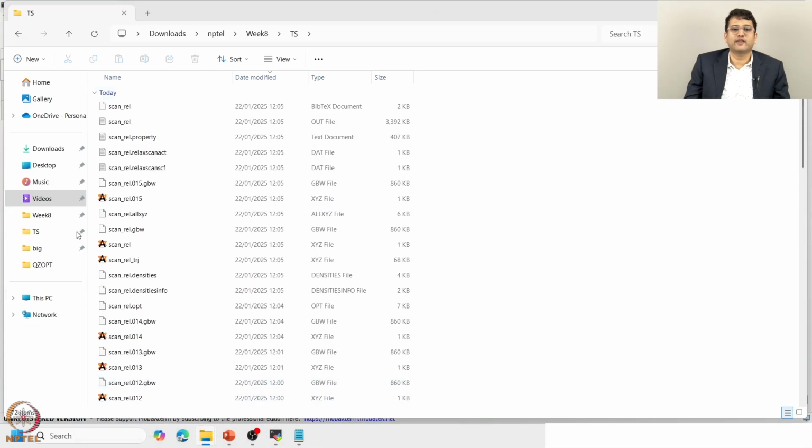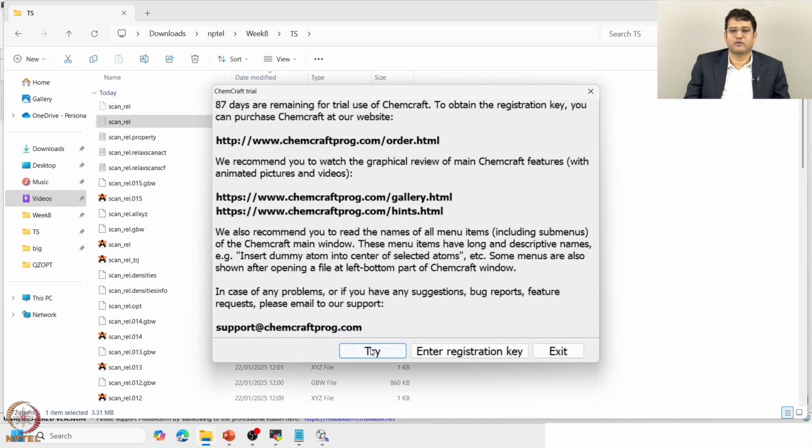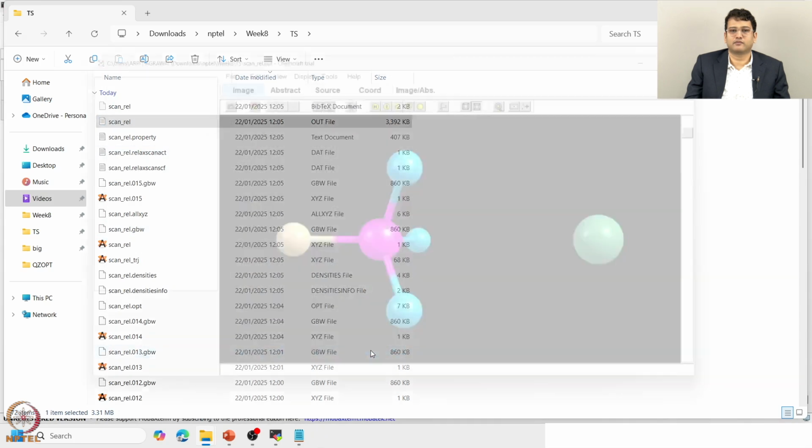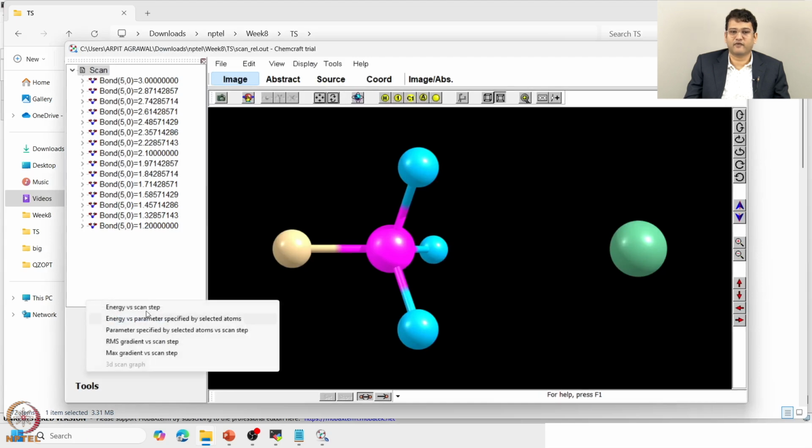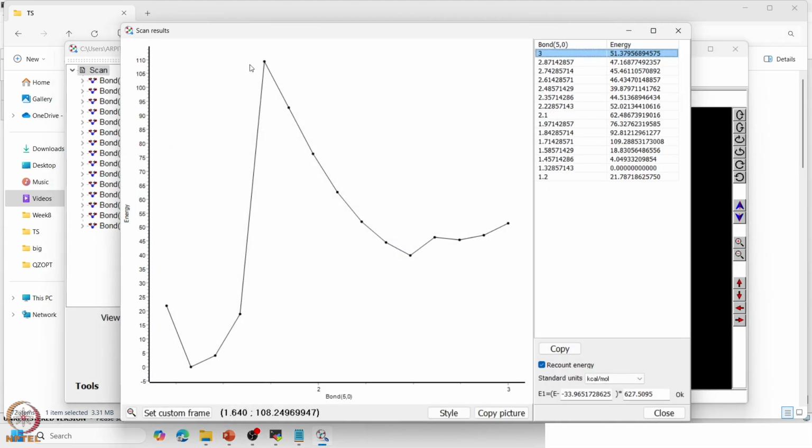So, now let us open the scan output file, and actually ChemCraft can give a very nice visualization if you open the output file. Now, you can go to view scan graph and energy versus scan step. This is how it will look. So, you may think that this is where the maxima is. So, this may be close to the transition state. Let us see it.